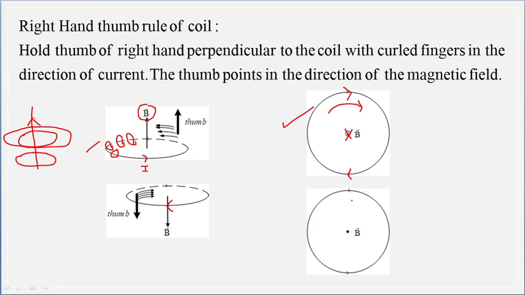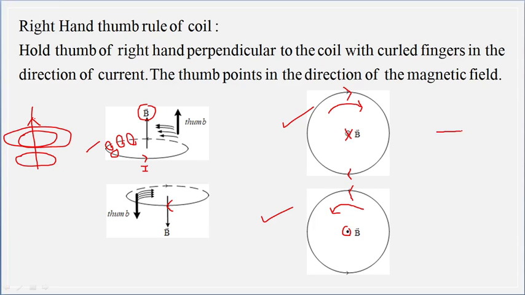Then in the second diagram, direction of current is anti-clockwise. You keep the fingers curled in this direction. Then thumb will point outside. So this is the direction of the magnetic field. Okay. Now basically here what happens is the coil is behaving like a magnet. Coil is behaving like a magnet.